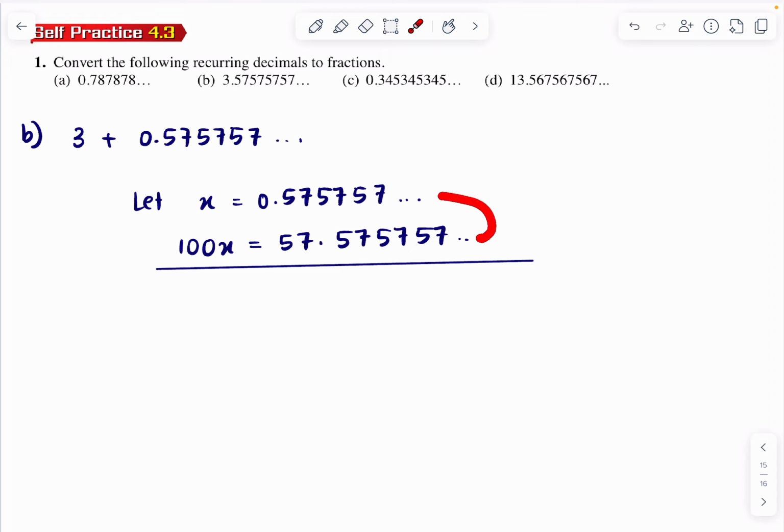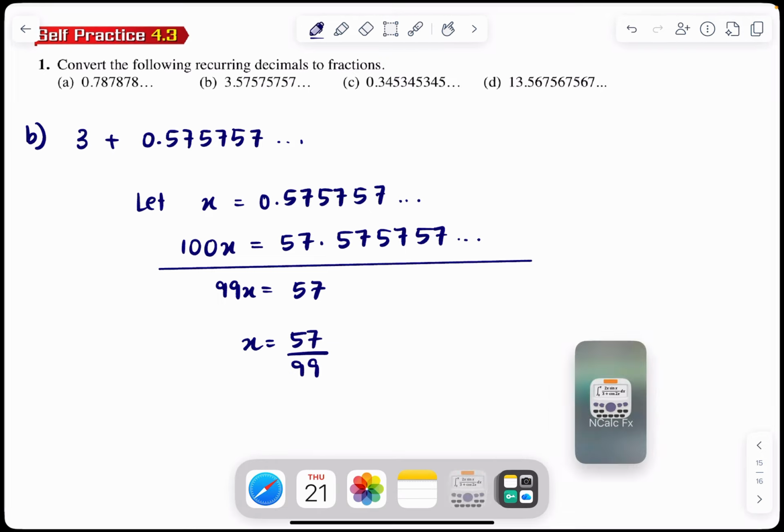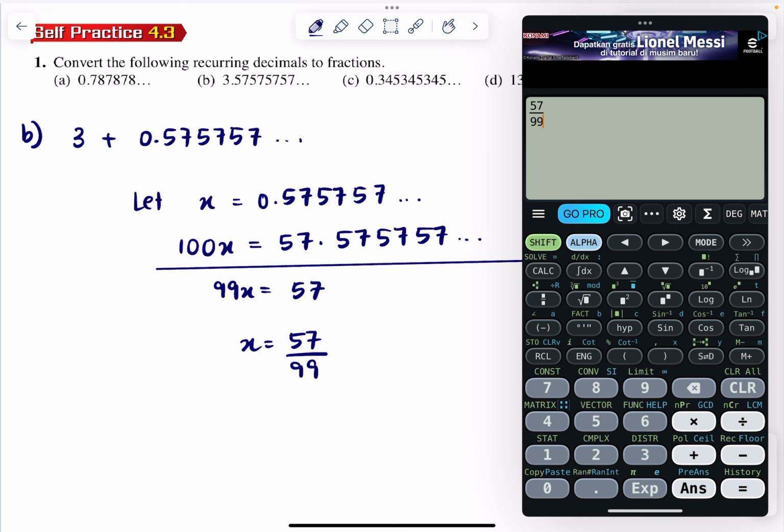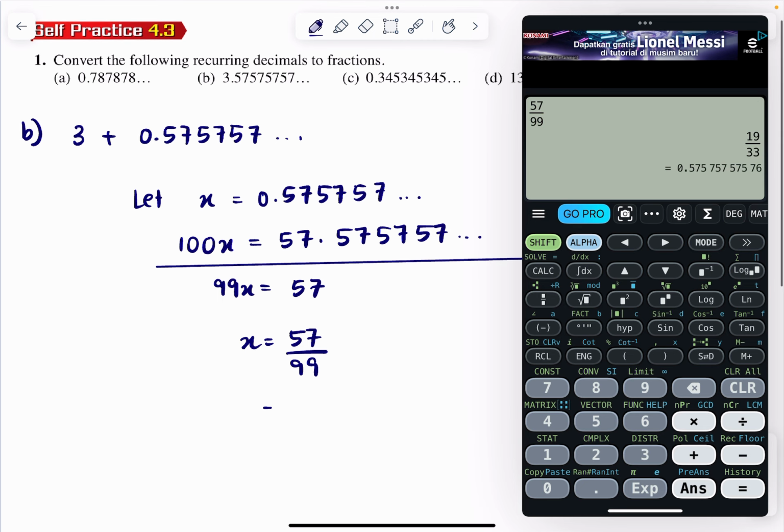So same thing. This minus this, we will get 57. And then 100x minus x is 99x. So x is 57 over 99. Let's see if we can simplify this. It will be 19 over 33.